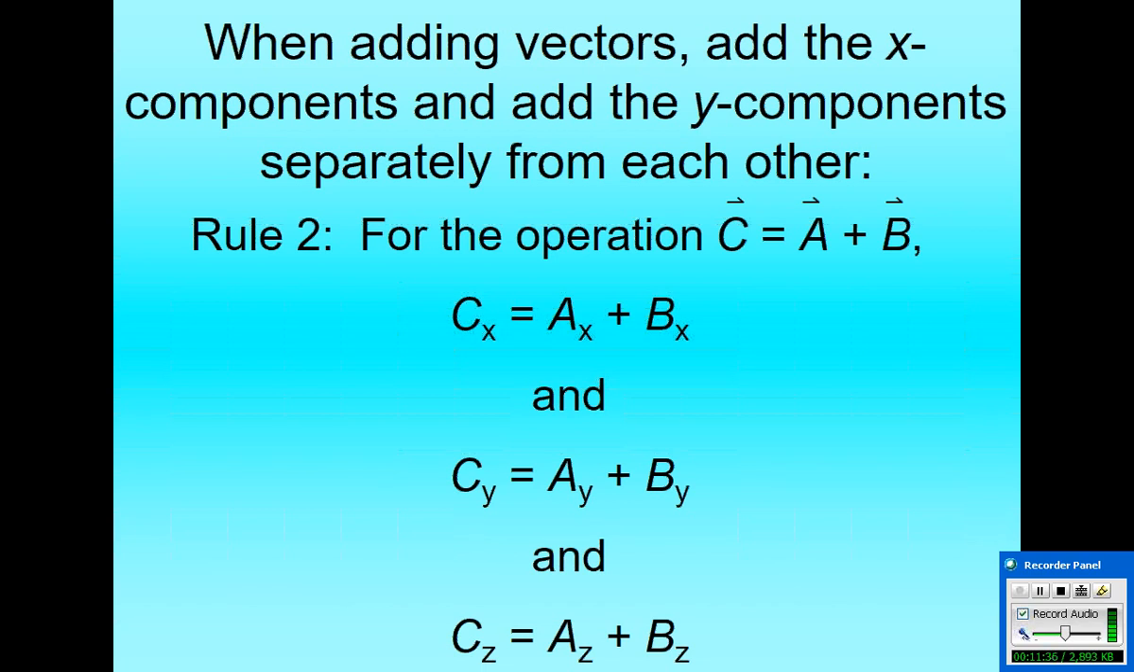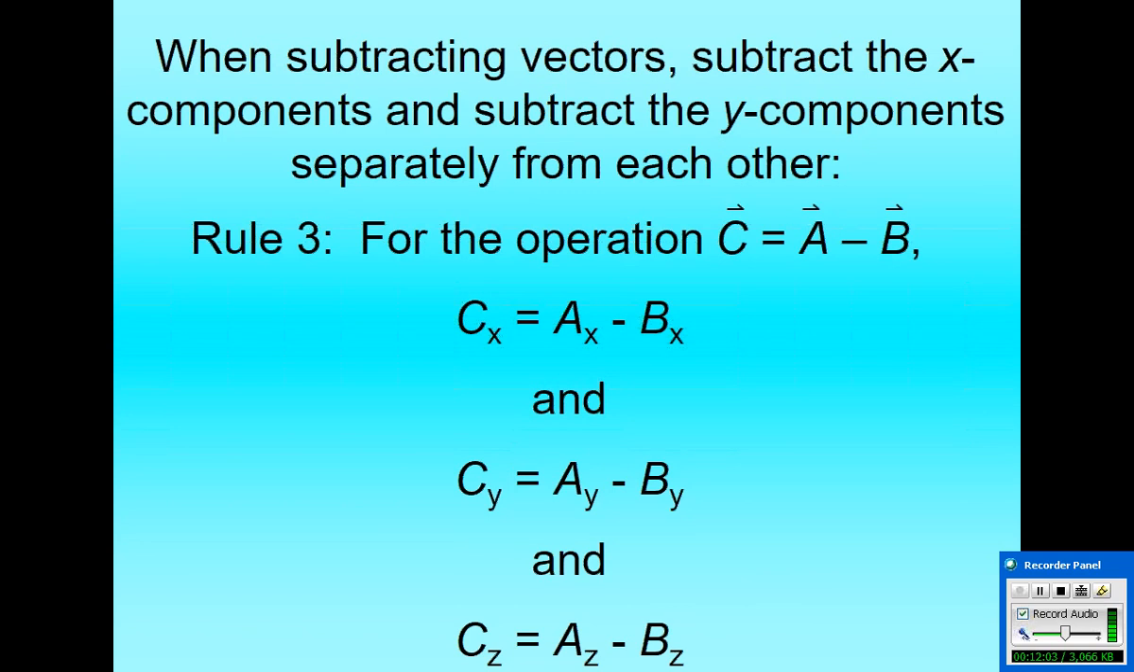So if you add two vectors together, A and B, you have to add the x component of A to the x component of B to get the x component of the sum. Separately, you add the y component of A to the y component of B to get the y component of the sum. And you treat those sums separately from each other. The x component of the sum is treated separately from the y component of the sum.